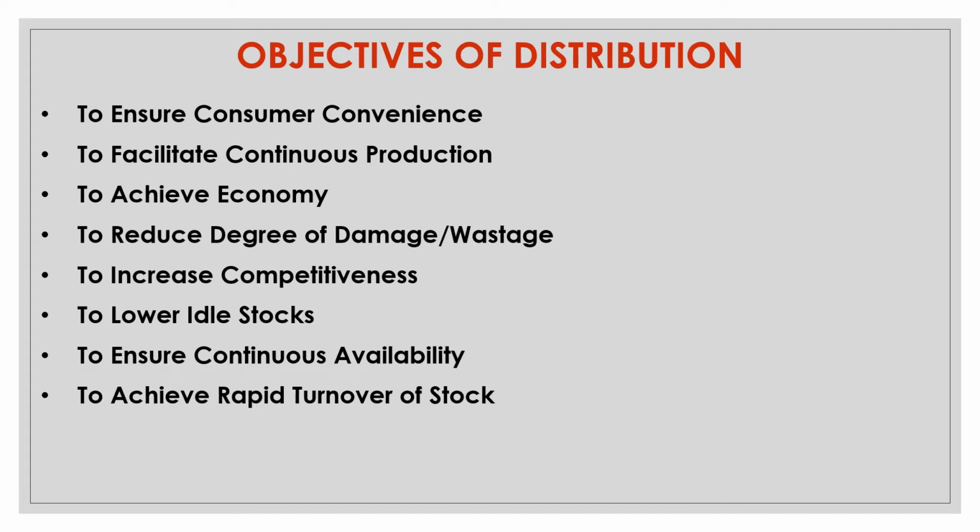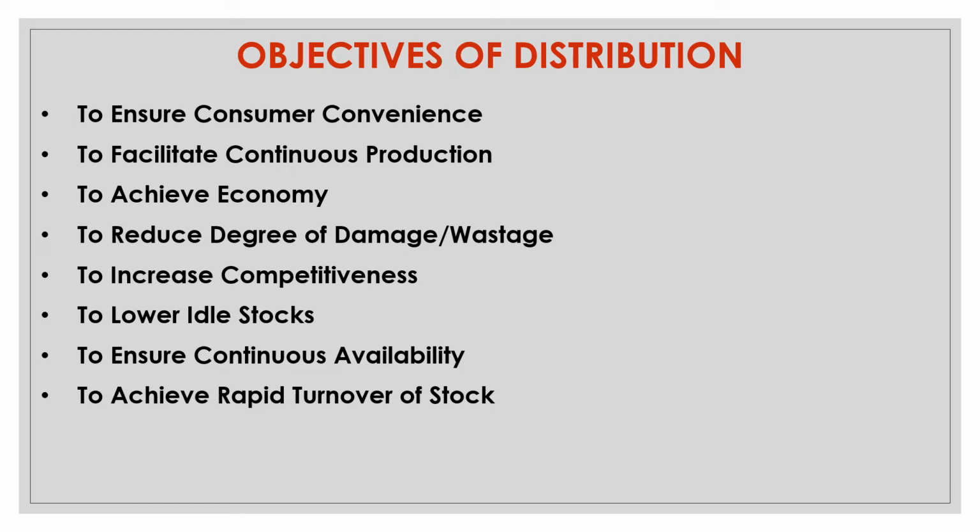So distribution aims at reducing damage or wastage. Transport and warehousing should be well organized in such a way that it reduces damage, wastage or spoilage. It should be packed into good containers and transported to the market. So distribution takes care of all these.